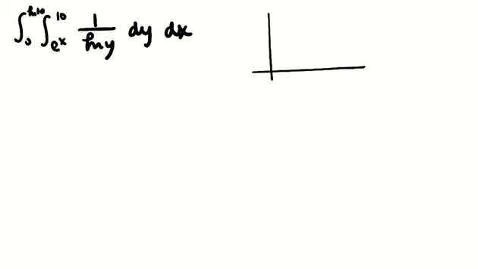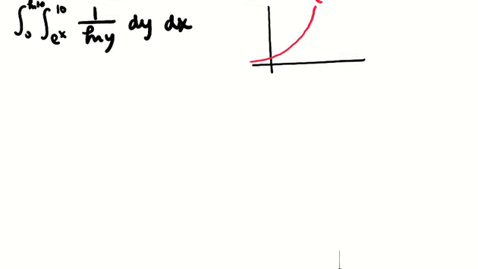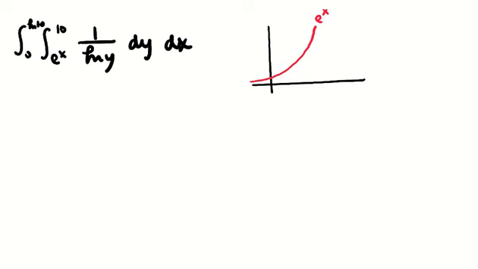Okay, so it looks like x and y are both positive, so I really only need to look at the first quadrant to pin down my region of integration. Y is running from e to the x up to 10. That'll be e to the x. This will be 10. Probably not drawn to scale, but it's okay. And then x is running from 0 to the log of 10, but that's just a consequence because I can see it's the region trapped in here.